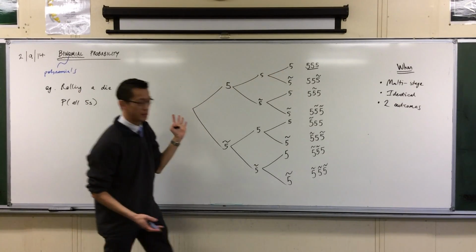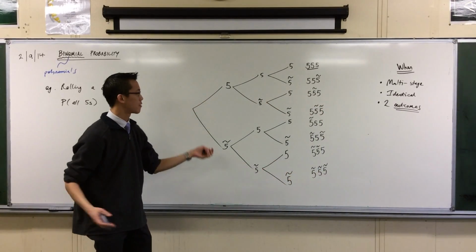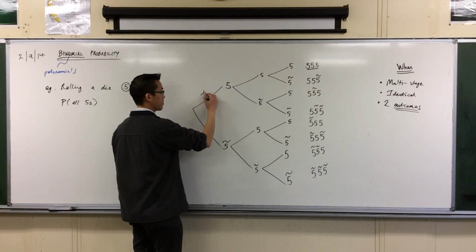Now, this is the important thing, right? You've got 2 outcomes, but they're not equal. Obviously, they're not equal, right? What are the probabilities on these branches going to be? A 6th, right?